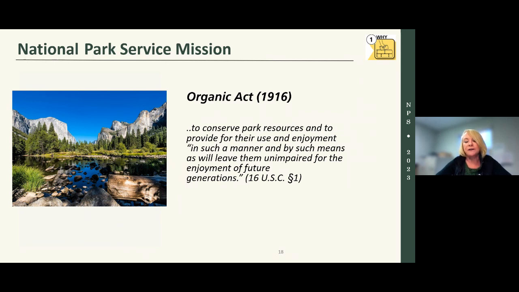This mission is grounded in the Organic Act of 1916. Specifically, the Act declares that the National Park Service has a dual mission, both to conserve park resources and provide for their use and enjoyment in such a manner and by such means that will leave them unimpaired for future generations. Planning for and managing visitor use in concert with resource protection is really at the heart of the National Park Service mission.